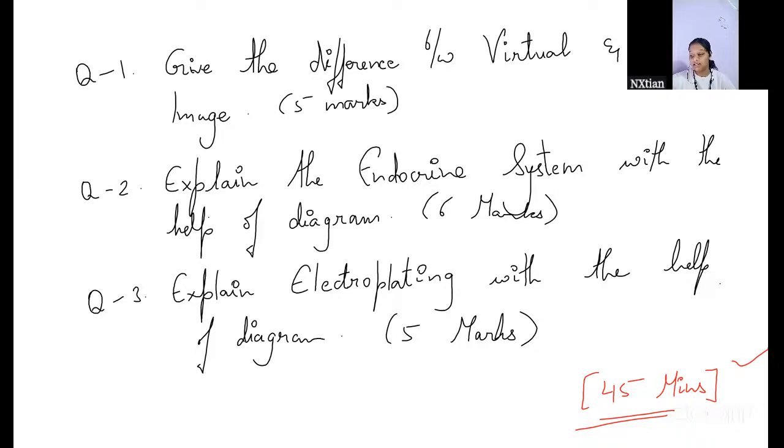Then the third question, electroplating, with the help of a diagram. What is electroplating? How it's done? Those two things. And then make a diagram. Again, this is 5 marks. Since it's not in points, you all can cover 12 to 15 lines. Anywhere between 12 to 15 lines you can write.